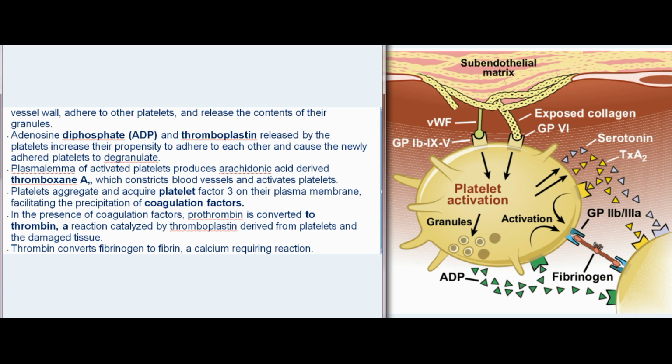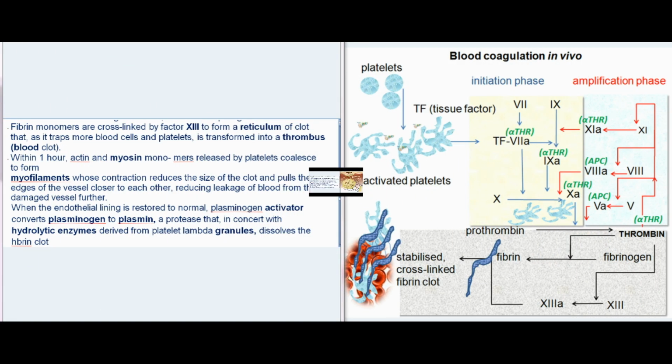In the presence of coagulation factors, prothrombin is converted to thrombin, a reaction catalyzed by thromboplastin derived from platelets and the damaged tissue. Thrombin converts fibrinogen to fibrin, a calcium-requiring reaction. Fibrin monomers are cross-linked by factor XIII to form a reticulum of clot that, as it traps more blood cells and platelets, is transformed into a thrombus, blood clot.